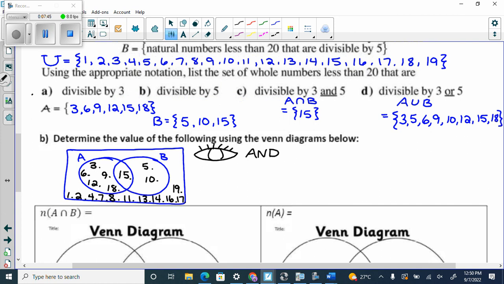So now I should have, if I go count, 1 to 19 somewhere in this box, because that's the universal set. Does that make sense? Okay.